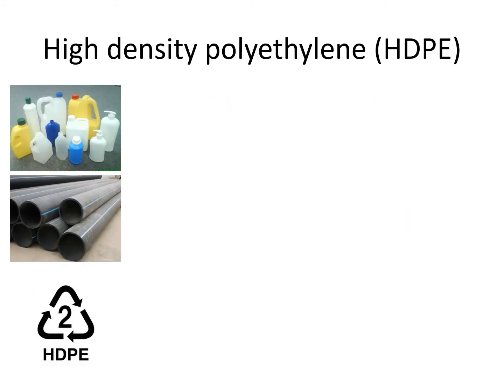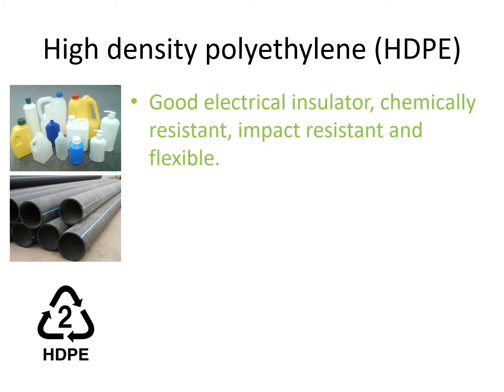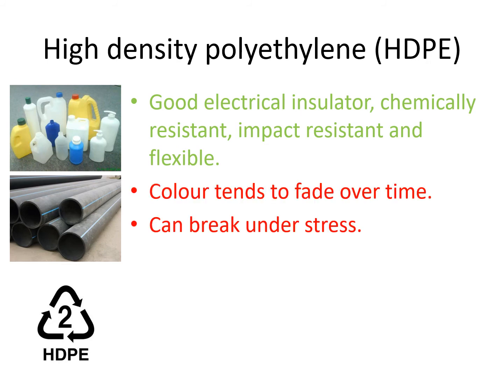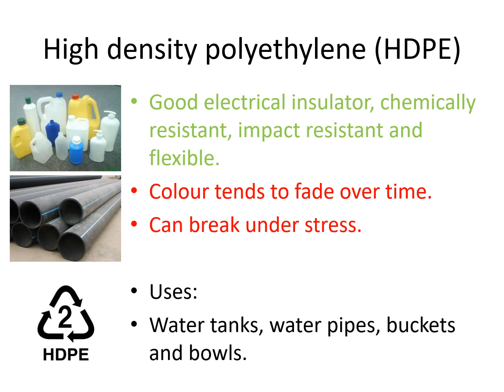High density polyethylene, abbreviated to HDPE. This is a good electrical insulator and chemical resistant. This means it's used for bleach bottles and chemical bottles. It's impact resistant and flexible. The disadvantages are that the colour tends to fade over time and can break under stress.